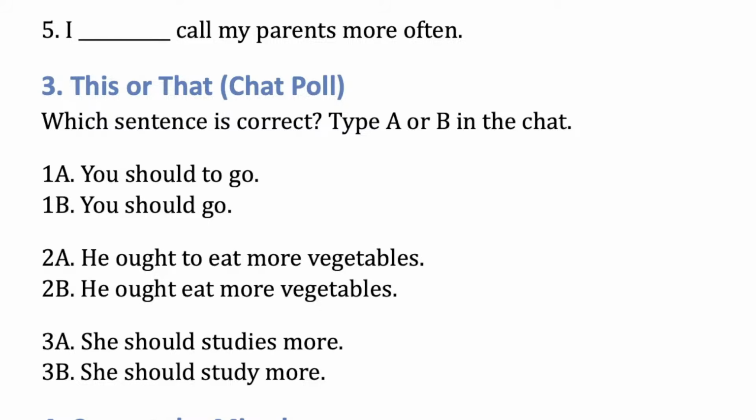Yep. So number 1, you should go, right? That's the pattern. No, there's no "to" there with should. So it is 1B because it's the pattern. The subject is you. Should is our grammar word, and go is our base verb. You should go. That is the pattern.